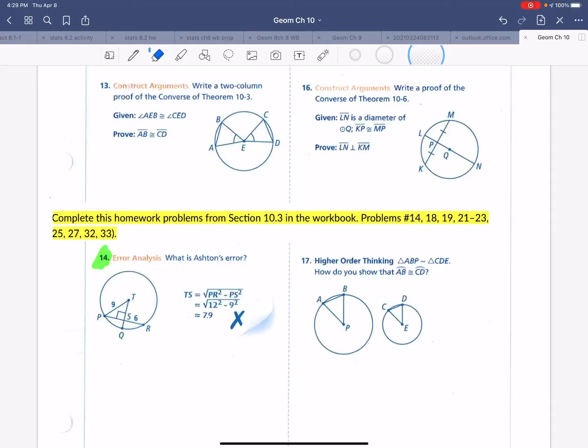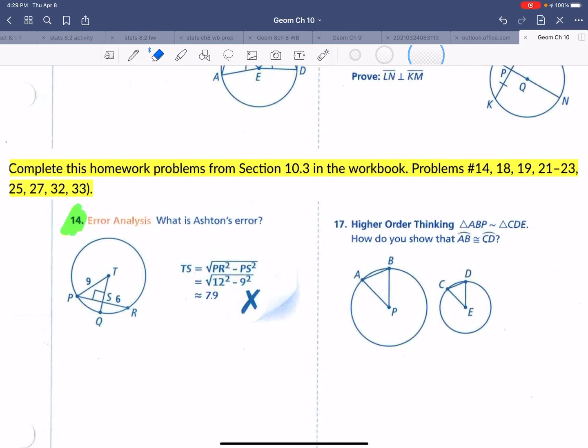Hey guys, we're going to do a video for 10-3 homework, so let's do it. They start on 14 and go through 33.